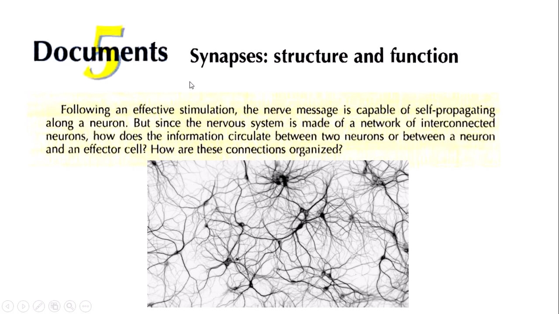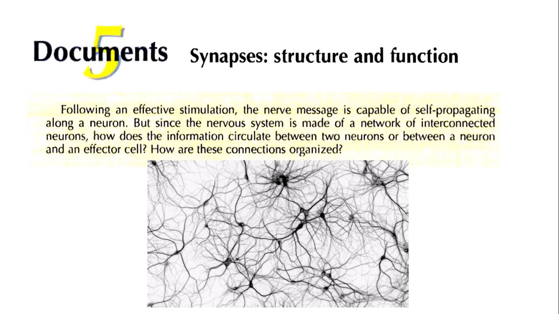We're going to read it together and try to understand as much as we can from this paragraph. They said, following an effective stimulation. So what does effective stimulation mean? You should remember and recall that stimulation is effective when it can generate an action potential, and it's ineffective when it is below the threshold and unable to do so. You can review document 3 for more details on that point.